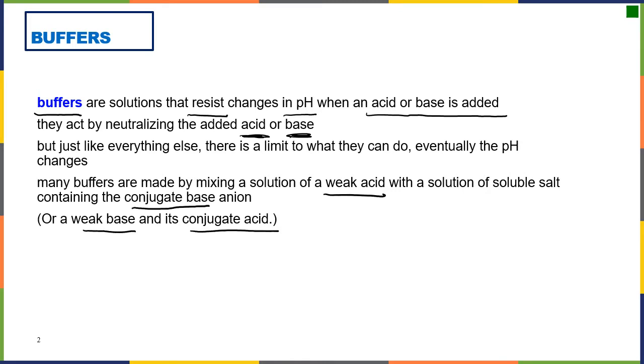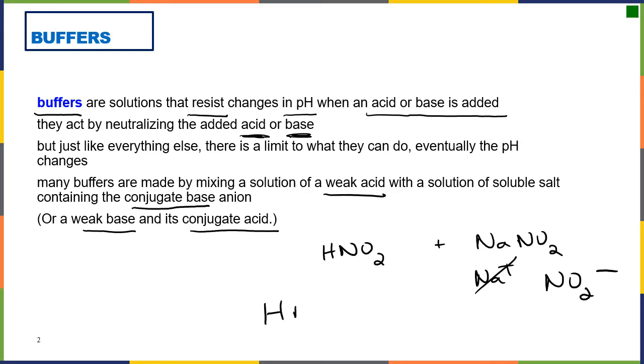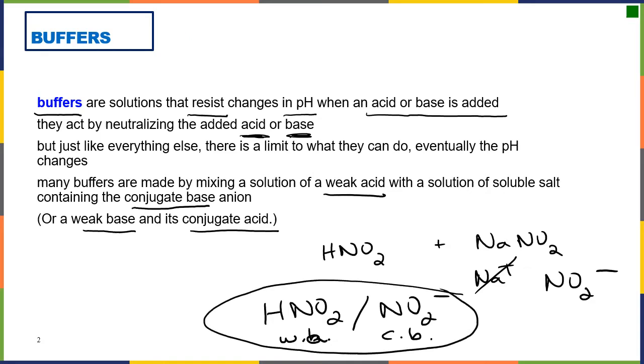What would that mean? It would mean that if we took a solution, for example, of HNO2 and we mixed it with NaNO2. Now we know that Na plus is inert, and so this is going to be NO2 minus. If we look at this, we have HNO2 and we put it with NO2 minus. This is a weak acid, and this is its conjugate base. And if we put those two together, we would make a buffer. We're going to realize that this kind of solution will resist change in its pH.